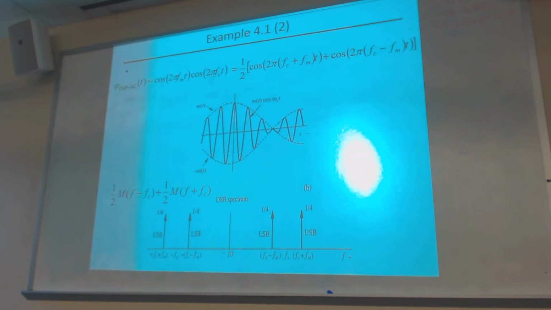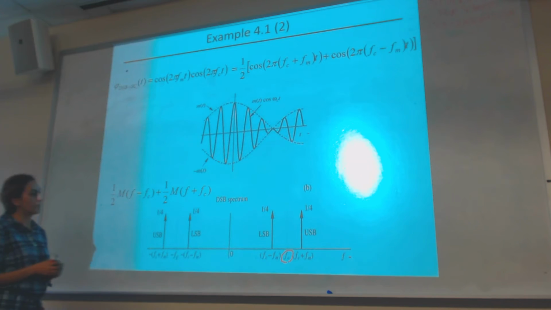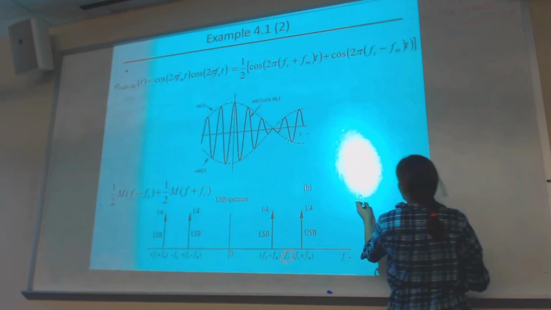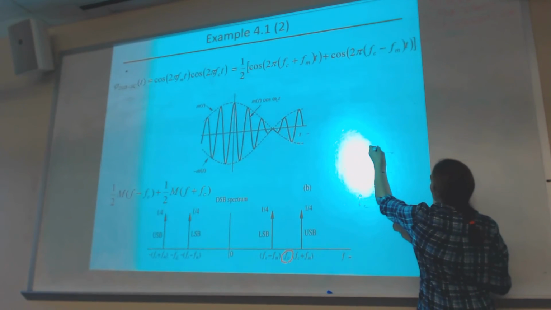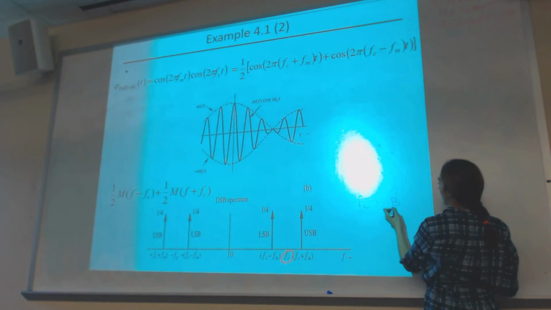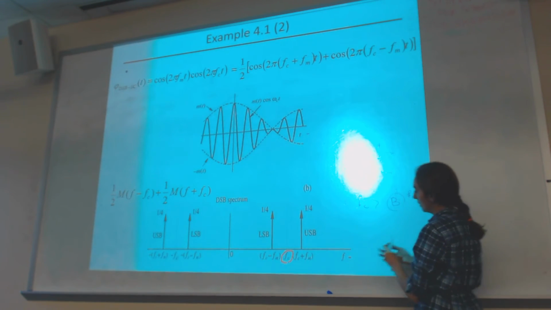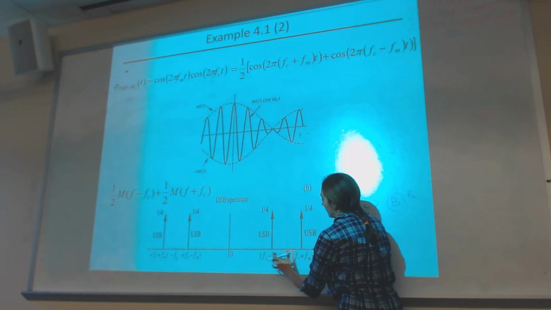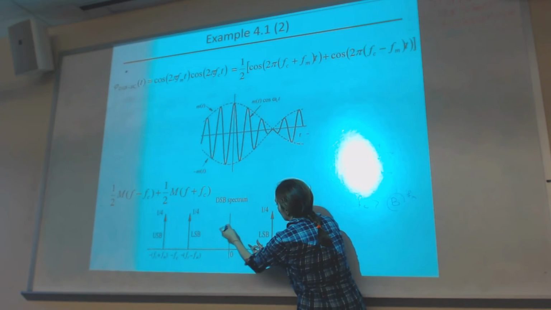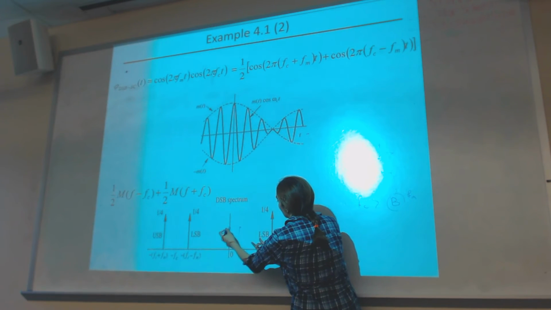So what's the condition for not having any interference? fc should be greater than fm. Remember, like we said, fc should be greater than the bandwidth. And the bandwidth here, you have two deltas, fm and minus fm, so the bandwidth is fm. So fc here should be greater than this, because if it was smaller, then these two deltas would somehow collide.